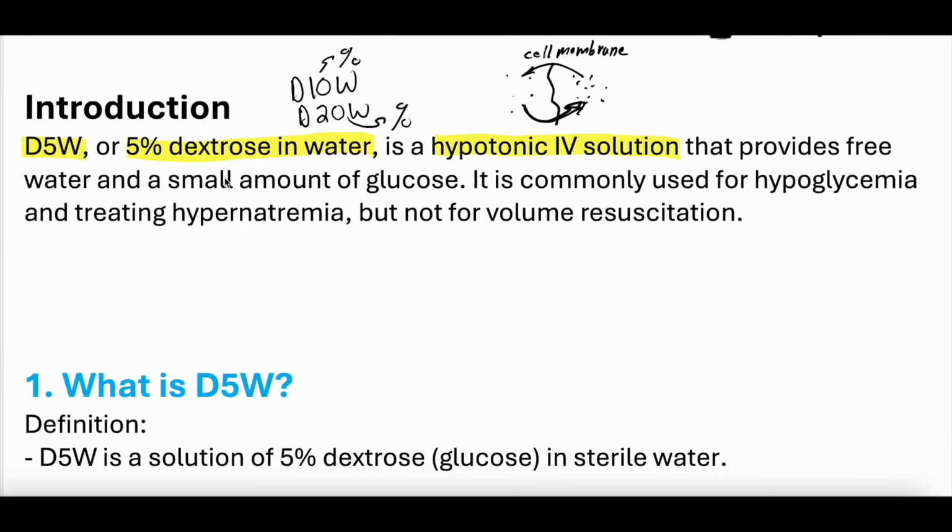This provides free water and a small amount of glucose, right? Dextrose, commonly used for hypoglycemia and treating hypernatremia. This is key here. This is not for volume resuscitation because barely any of it stays in the intravascular space, which we will talk more about.